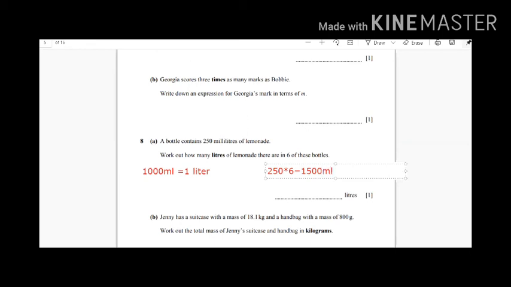Still you are in ml. Now you have to convert into liters. You have 1500 ml. So what will be equal to liters? If you want to convert it into liters, what will you do? Divide or multiply? Of course, the small unit will convert into the bigger unit. You will divide by 1000. So what is the answer?